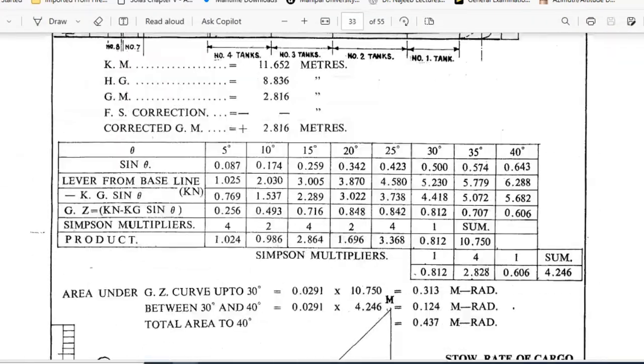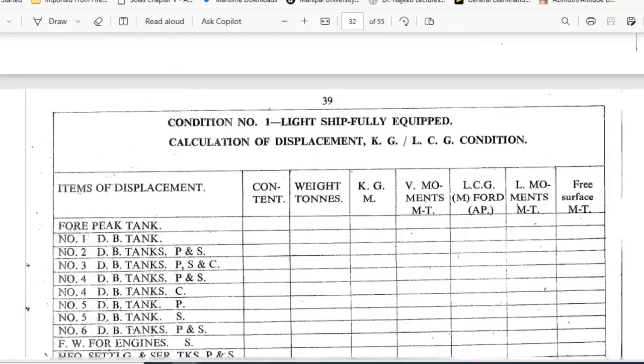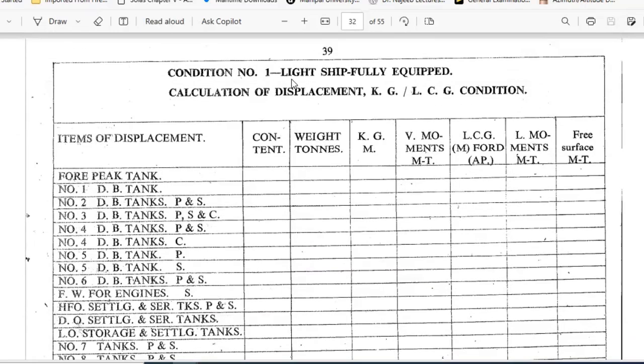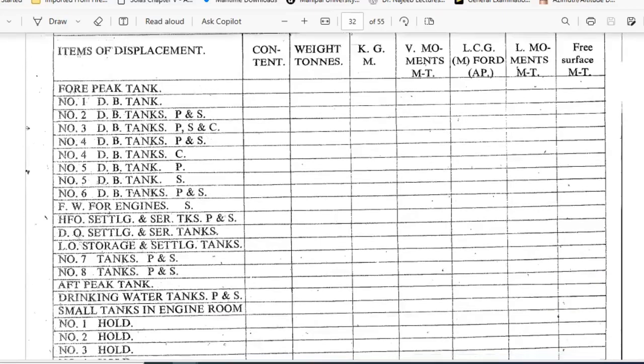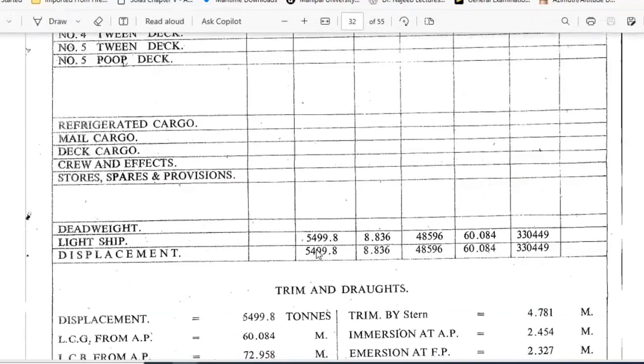This is condition number. यहाँ पे ये दो कंडीशन दो पेज पे रहती है सेम कंडीशन. पहला कंडीशन क्या है? कंडीशन नंबर 1, light ship fully equipped. And light ship, you know it, that is the empty ship. It doesn't have anything. So what is this weight? 5499.8.